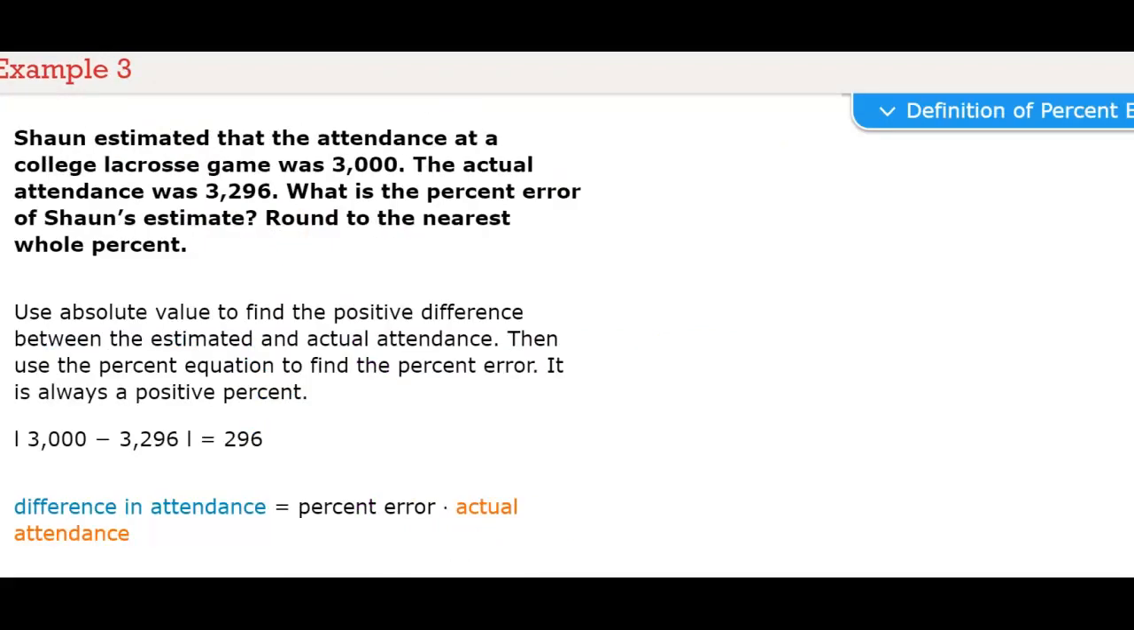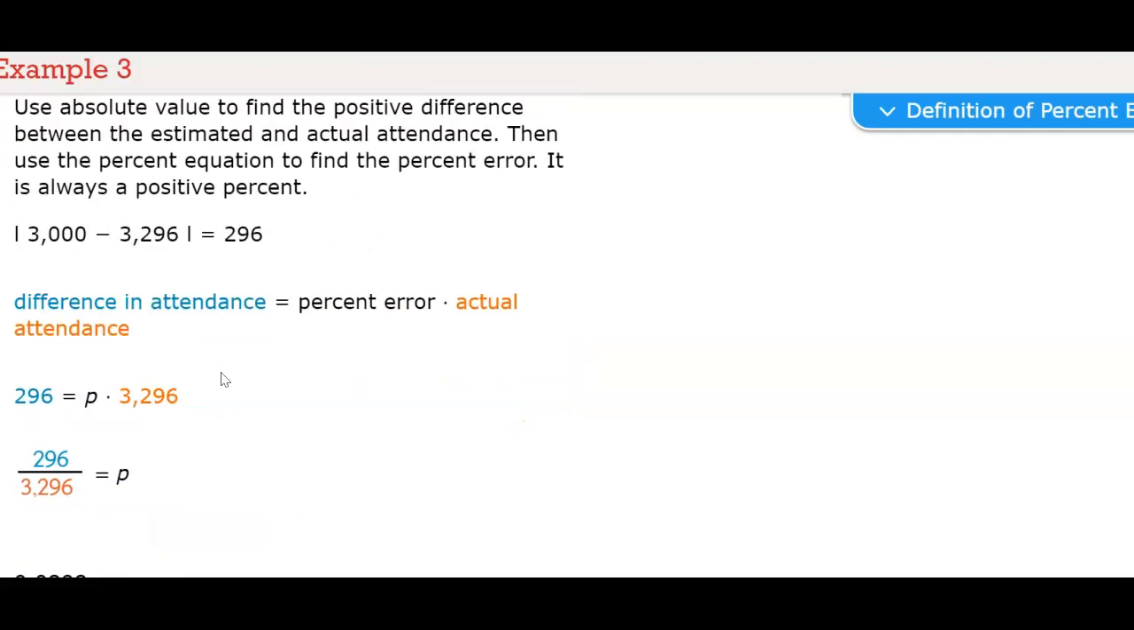Sean estimated that the attendance at a college lacrosse game was 3,000. The actual attendance was 3,296. What is the percent error of Sean's estimate? Round to the nearest whole percent. We're going to use the absolute value to find the positive difference between the estimated and actual attendance. Then use the percent equation to find the percent error. It is always a positive percent.